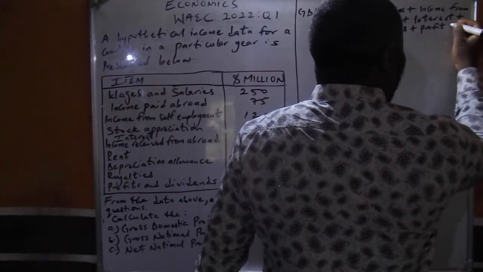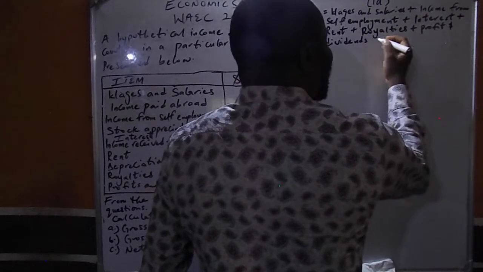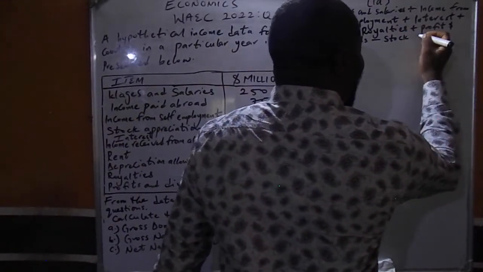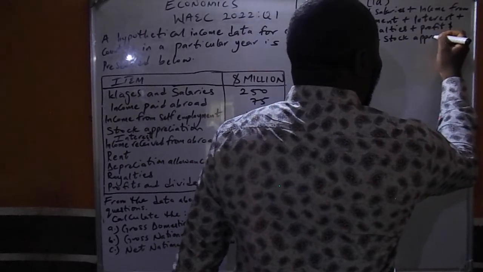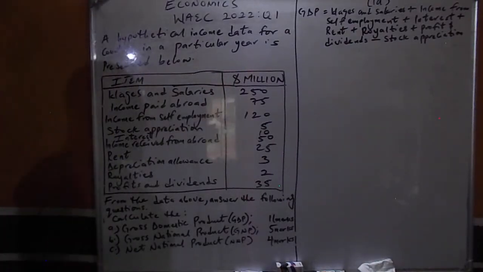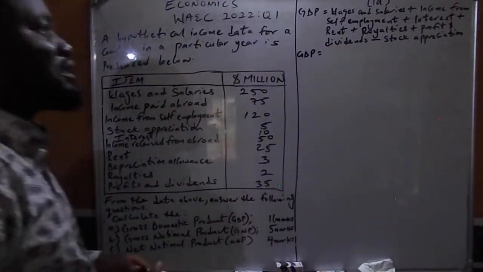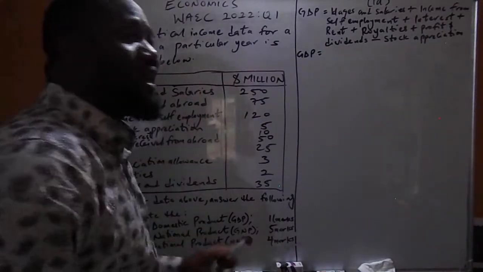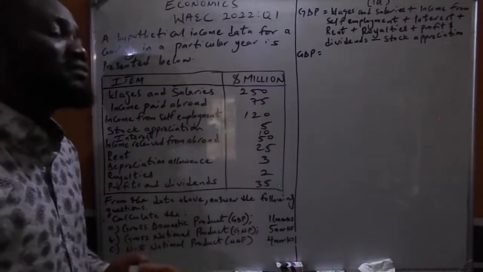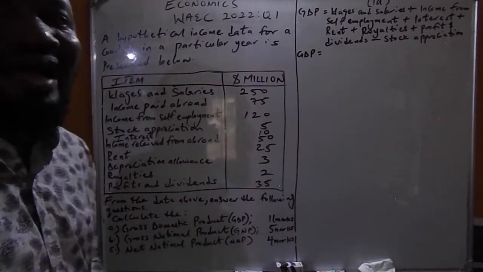Profit and dividend. Now minus, don't forget your stock appreciation. Minus what? Stock appreciation. Now minus stock appreciation. What do you know? Do not say GDP. GDP equals to, what is the first thing? Don't forget, please, your dollar symbol is very important. If you don't include your dollar symbol or the million, then the examiner will penalize you by deducting 2 marks or 3 marks from your total score.